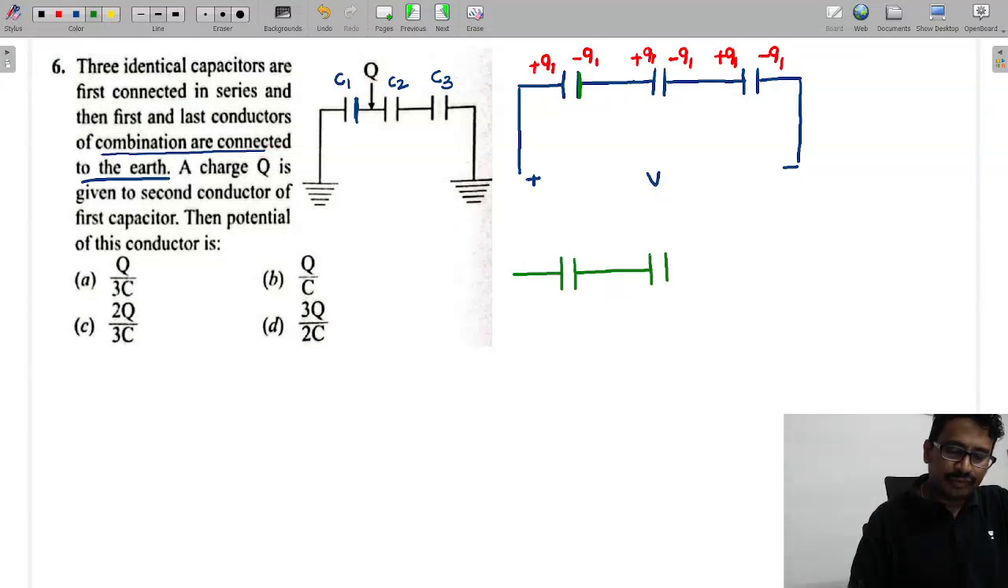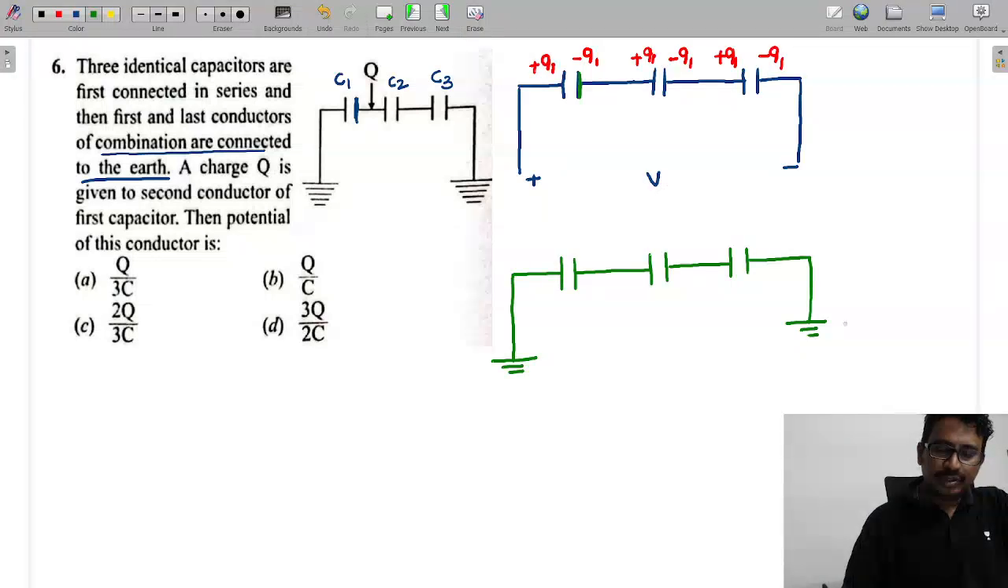Charge is given to the first capacitor only, so the charge on the remaining two capacitors does not affect it. These two are grounded, and ground means the voltage is 0. This voltage is also 0. When I supply a certain amount of charge here, see what happens now.